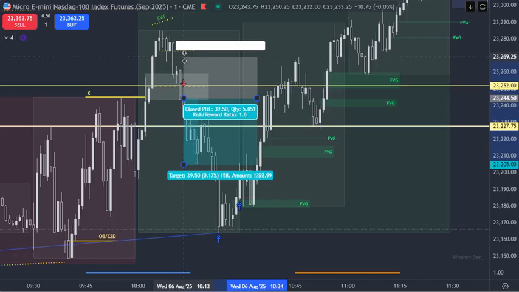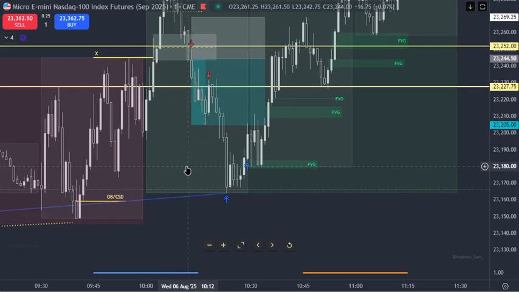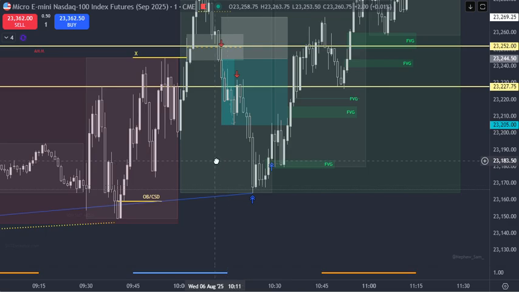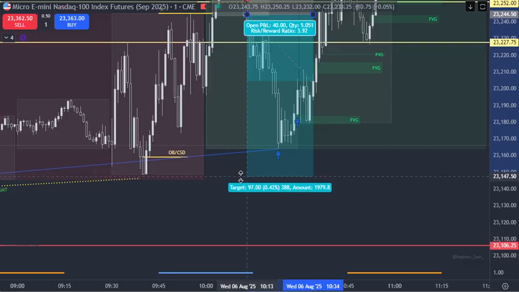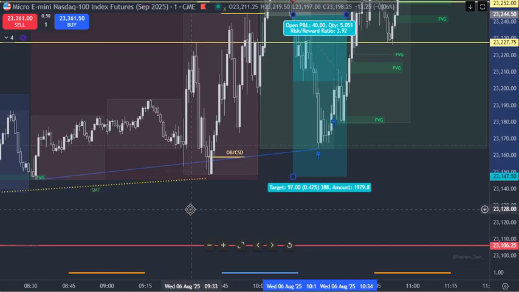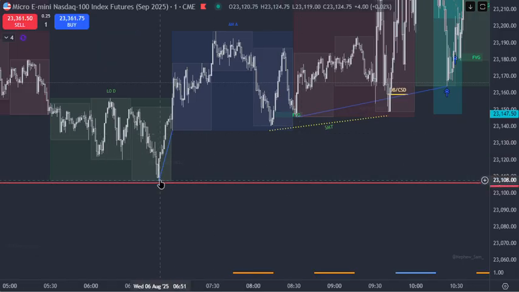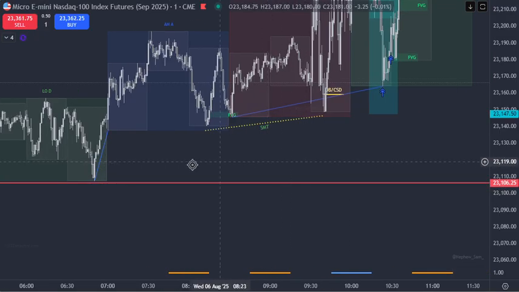Stop loss was, I think, somewhere around there. Look at the execution video. And I was targeting this low, and then I was targeting all the way to this low, which is London lows.